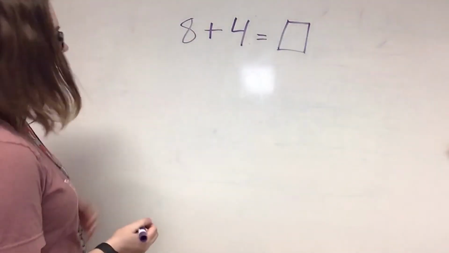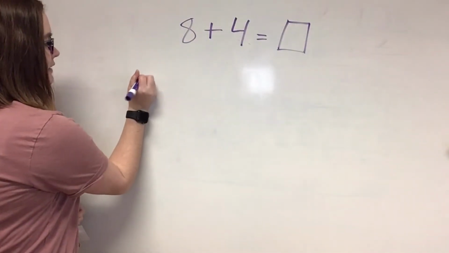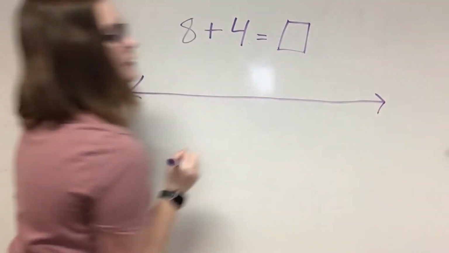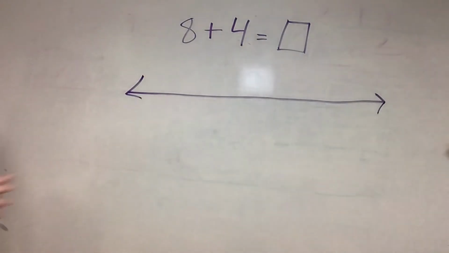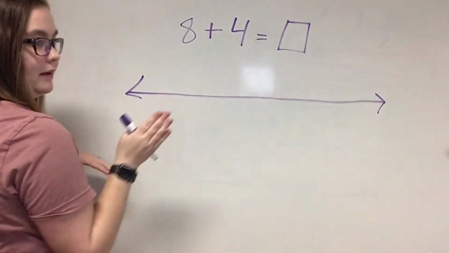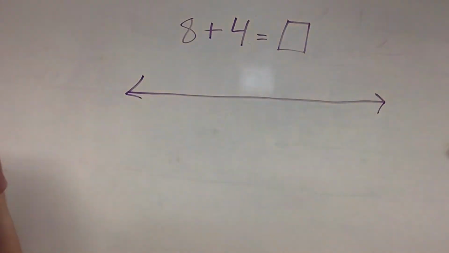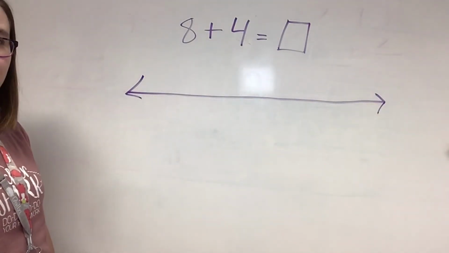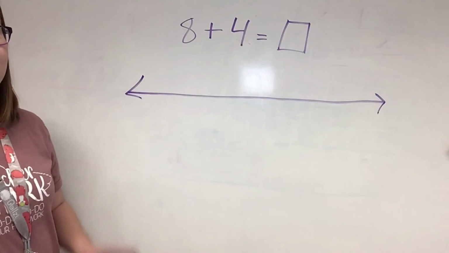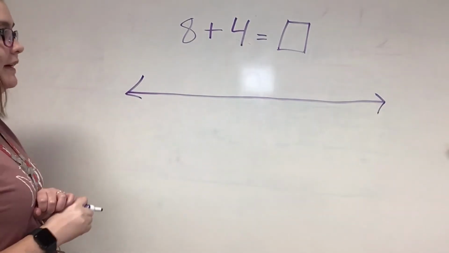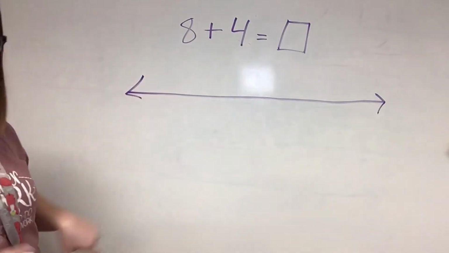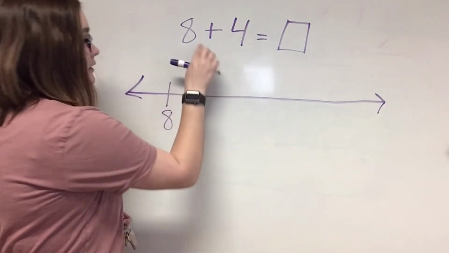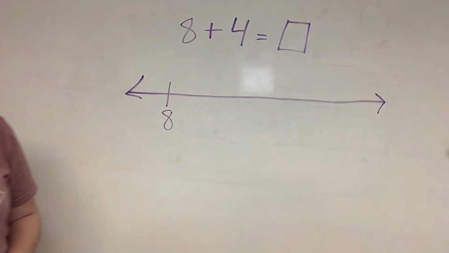So, I'm going to draw my number line, making sure that I do as straight a line as I can so that it's nice and straight with 2 arrows pointing out on the ends. So, what number would I start with? I don't have to start at 0, I can, but I would start at 8 because it's my first number and I am adding on, so I know that I can start with 8.